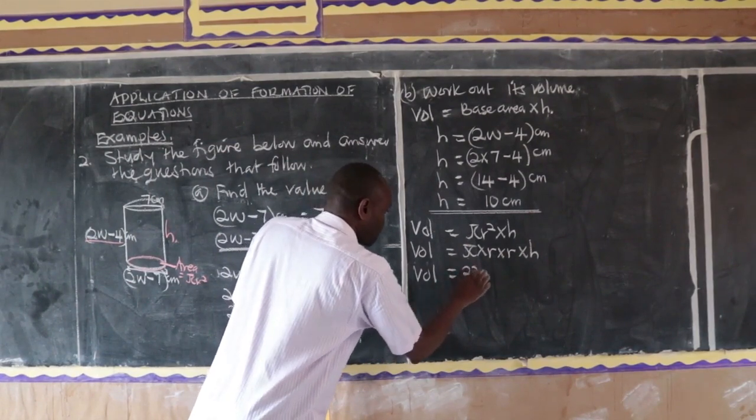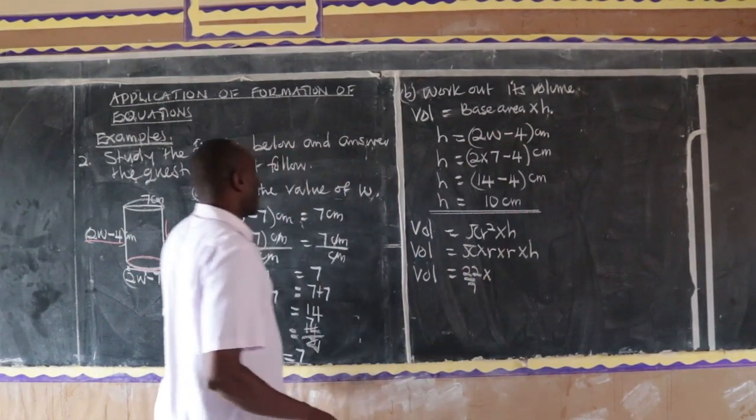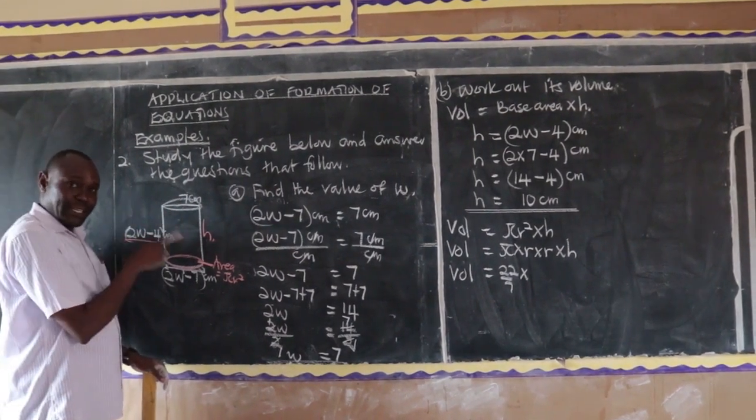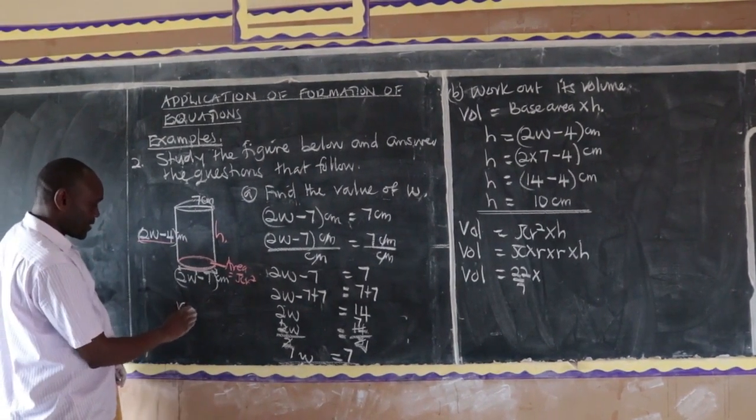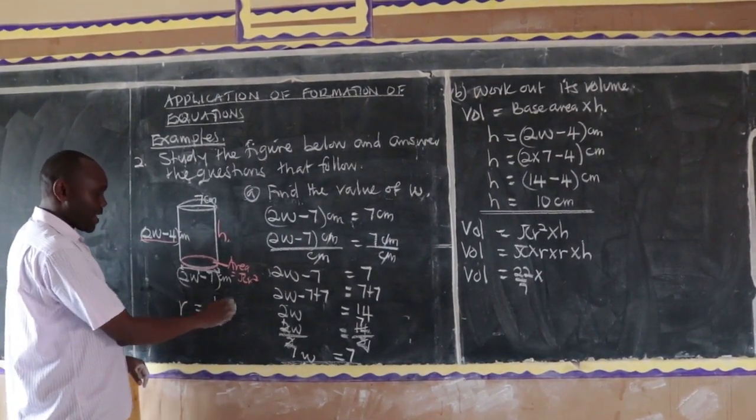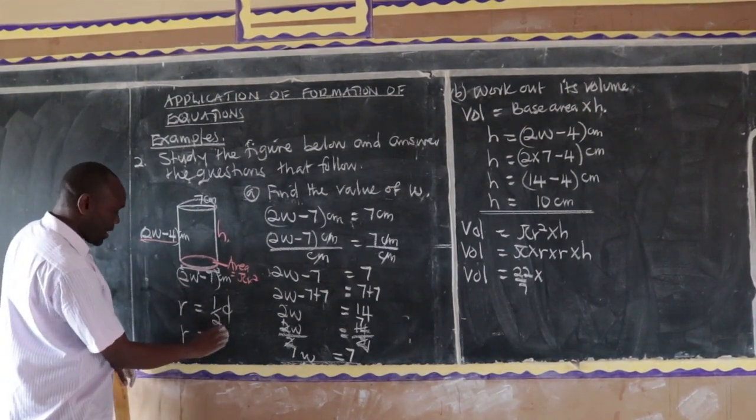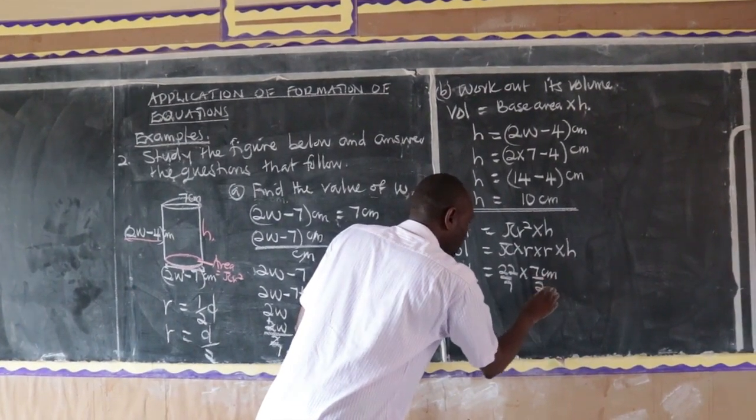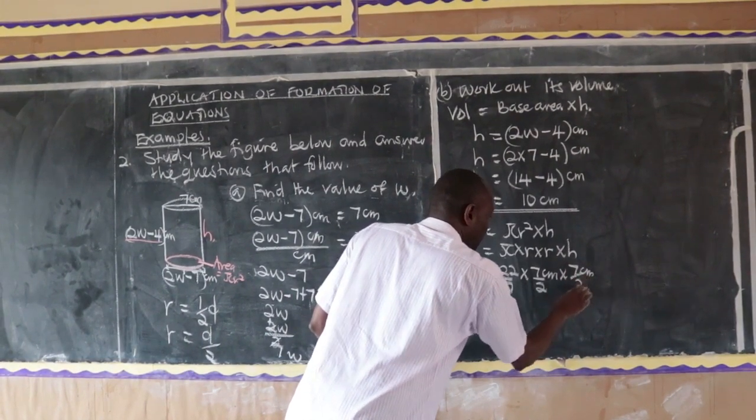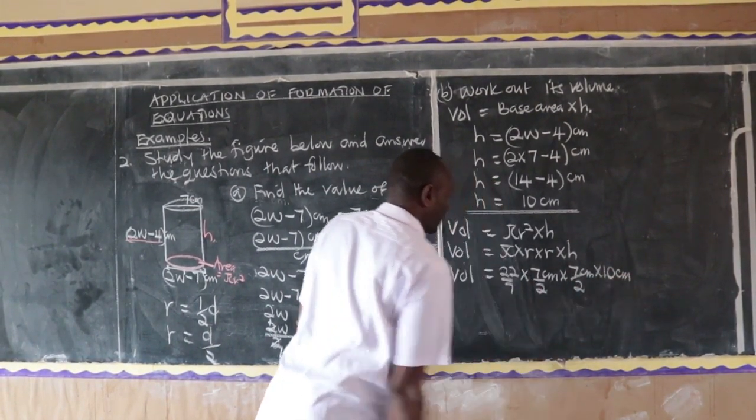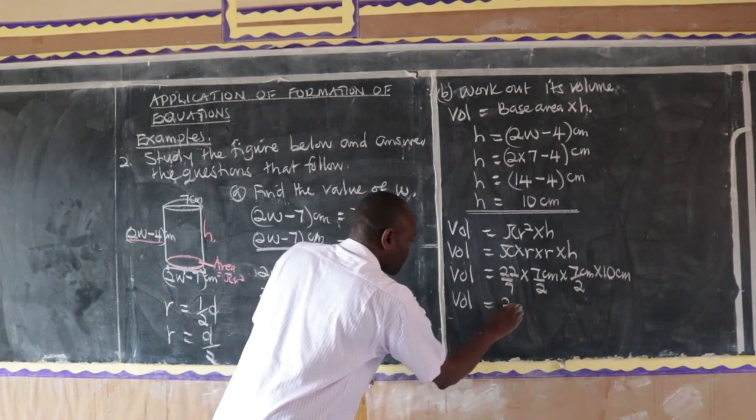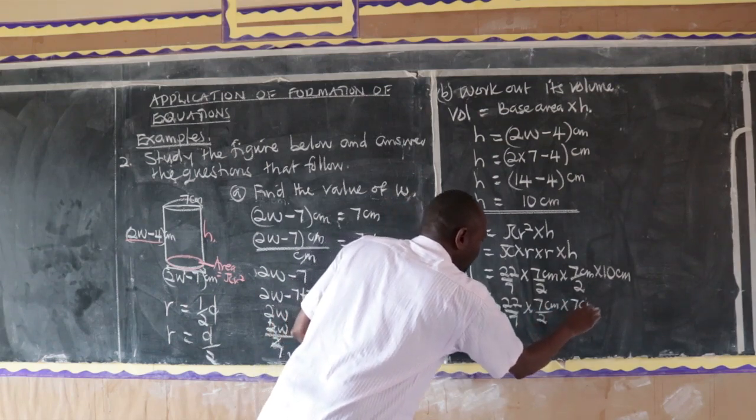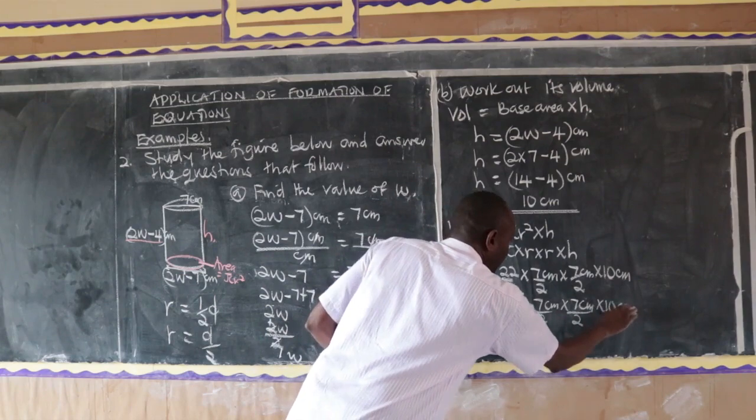So volume equals 22 over 7 times, remember the 7 centimeters is not the radius, it's the diameter. And we say the radius is half of the diameter, or radius equals diameter over 2. Therefore, here we shall say 7 centimeters over 2 times 7 centimeters over 2 times 10 centimeters. We go ahead and say volume equals 22 over 7 times 7 centimeters over 2 times 7 centimeters over 2 times 10 centimeters.